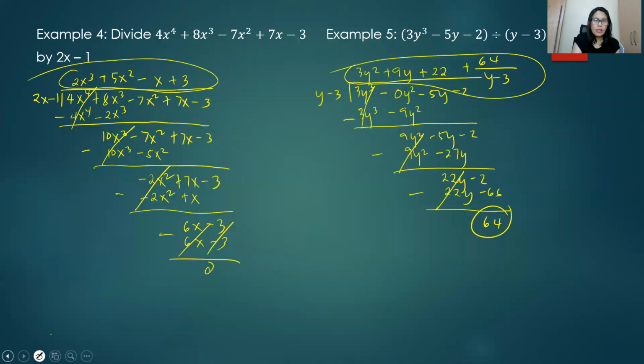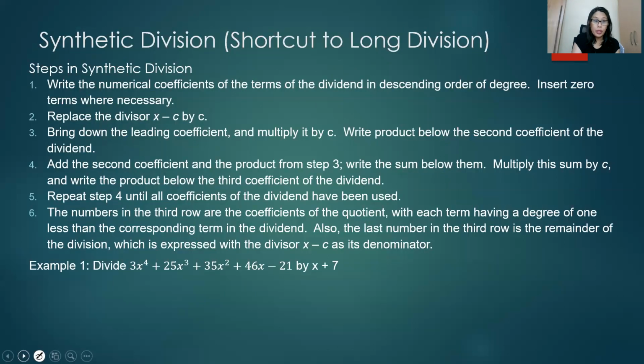Okay, so synthetic division is the shortcut to long division, but we cannot perform synthetic division all the time. The requirement here is the divisor must be of degree 1, which is represented by x minus c. So what we're going to do is to bring down the leading coefficient and we will multiply this by c. So take note that we have to convert the divisor x minus c to the value of c. And then we're going to write it below the second coefficient. So let's do this as we work on this one.